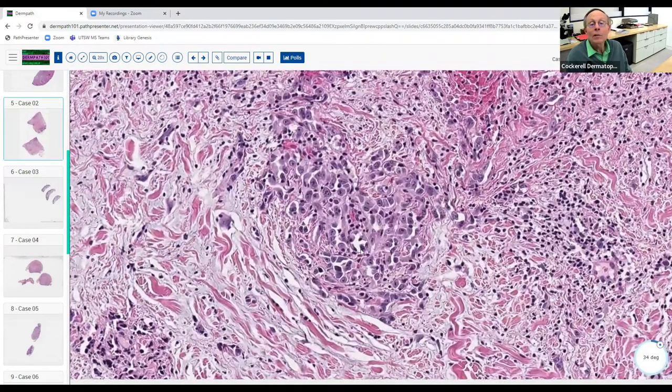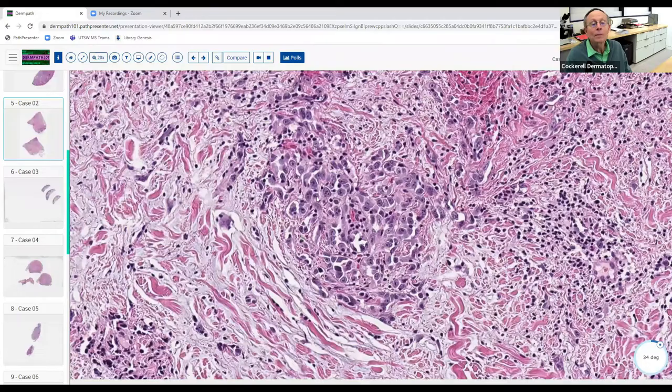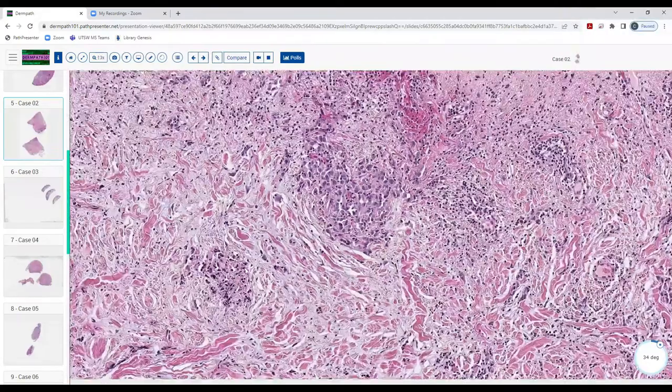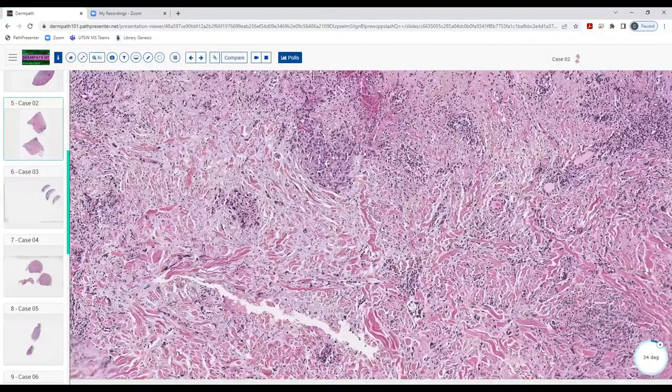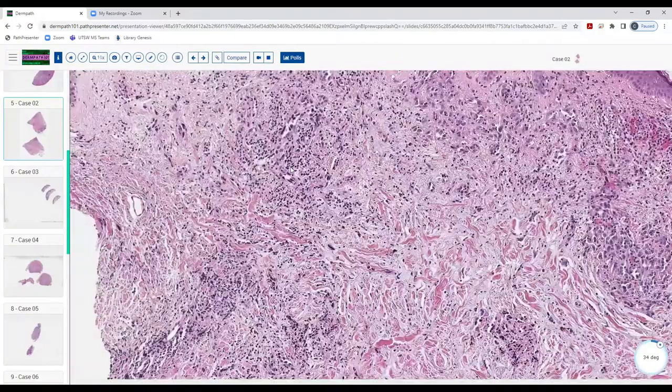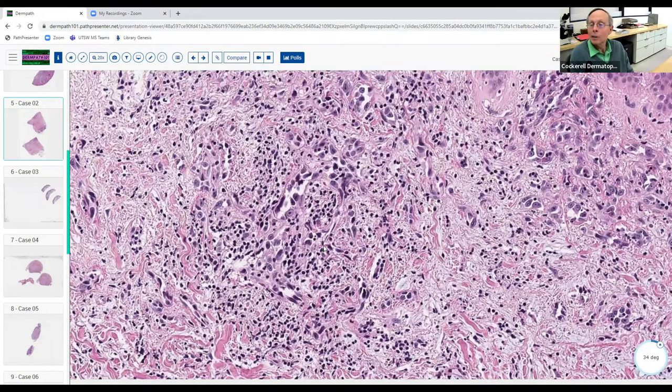Here's another area over here where you've got these epithelioid cells, and they're forming these little spaces between them a little bit here. And then here's another area over here where you've got these little irregular areas. Does that give you any clues to the diagnosis? Yeah, I'd be more worried about a metastatic process or an infiltrating cancer of some sort. Yeah, so this is cancer for sure.